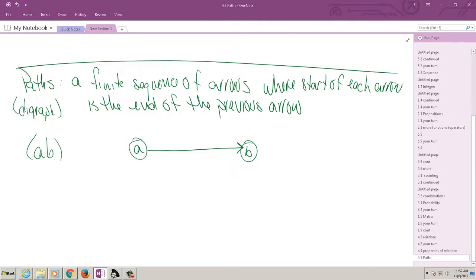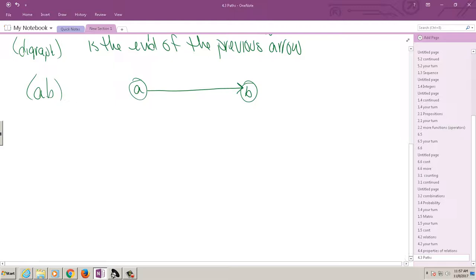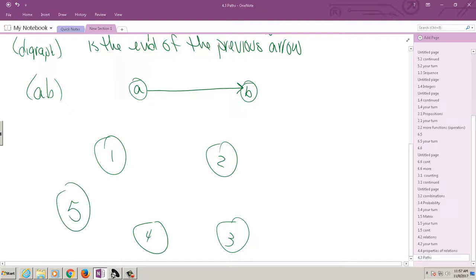So let's say, for instance, that I had this digraph, and the digraph is 1, 2, 3, 4, and 5. Let's just imagine that this is over the set 1, 2, 3, 4, and 5, and that I had a relation over that set. The relation is a set of ordered pairs, a subset of the ordered pairs. So let's just say that we have a relation. I'm pretty sure that we have seen this relation before.